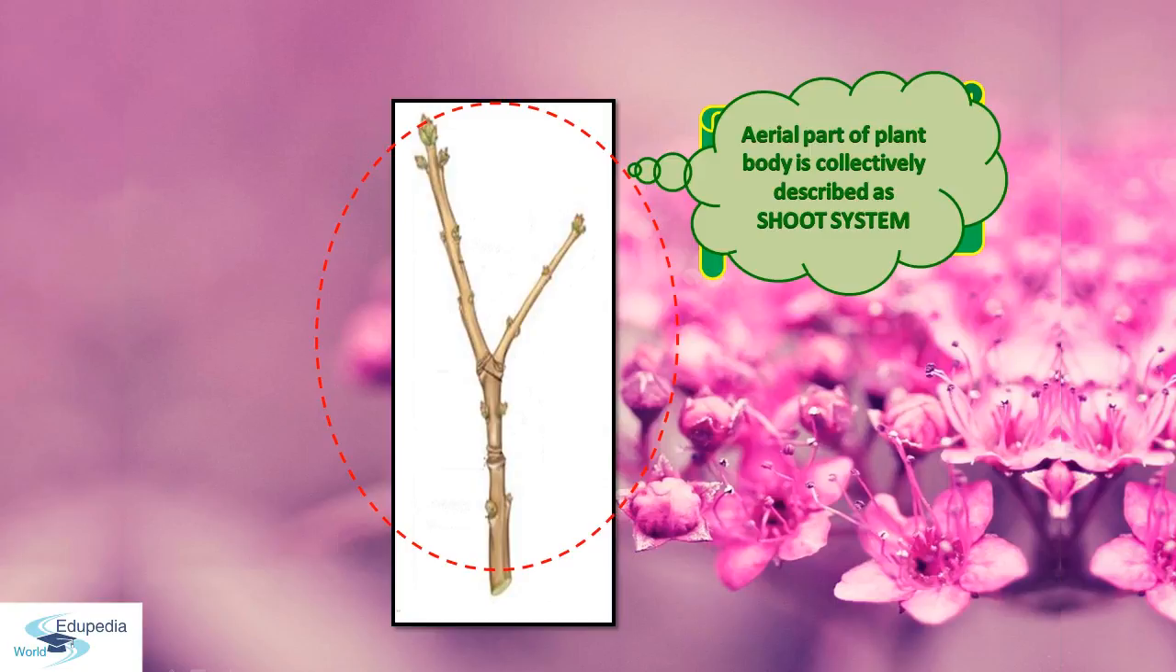So the stem bears nodes and internodes, which is a unique feature of a stem that is not found in roots. The region of the stem where leaves are borne is called a node, while internodes are the portion between two nodes. The stem bears buds, which may be terminal or axillary. Stem is generally green when young and later often becomes woody and dark brown.